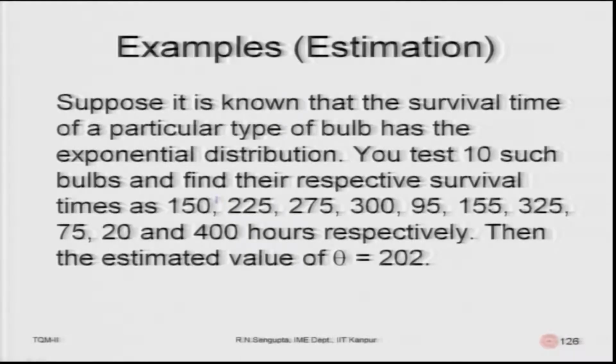Then considering the exponential distribution, suppose it is known that the survival time of a particular type of bulb has the exponential distribution. You test 10 such bulbs and find out their survival time to be 150, 225, till the value of 400. So, there are 10 such examples. Then I want to find out theta, which is the parameter for the exponential distribution. The best estimate is the sample mean. What you do is add up all the values starting from 150 to 400, divide by 10, and you get the value of 202.